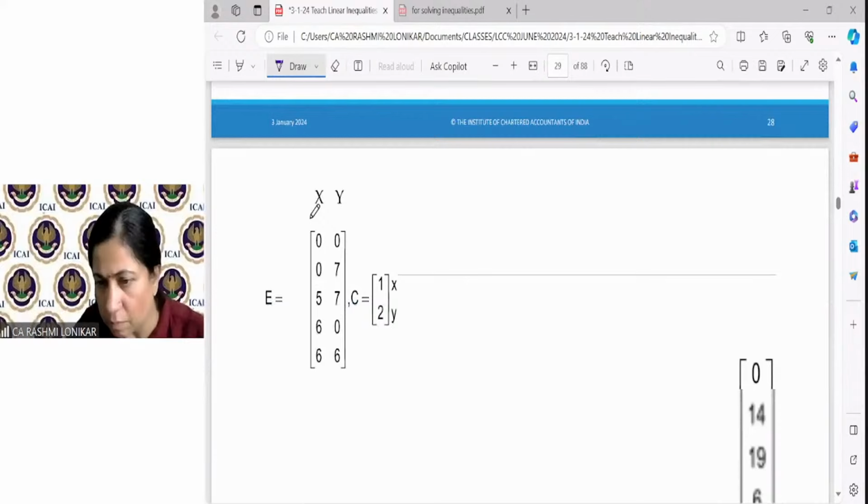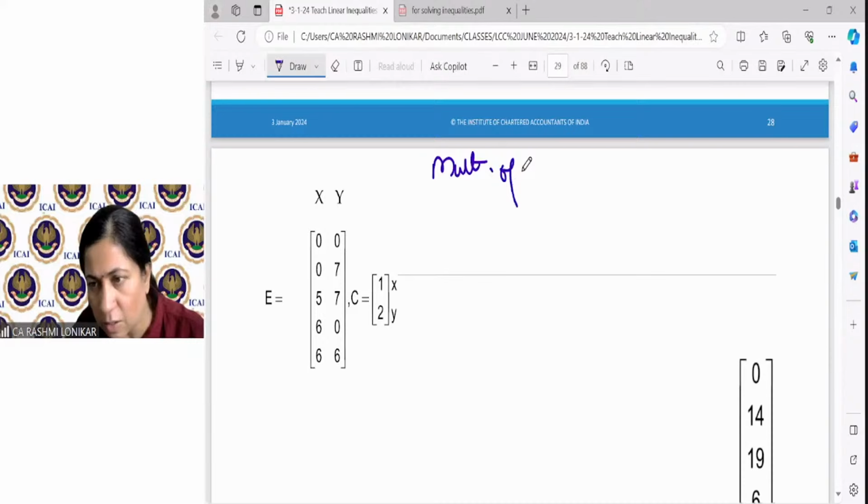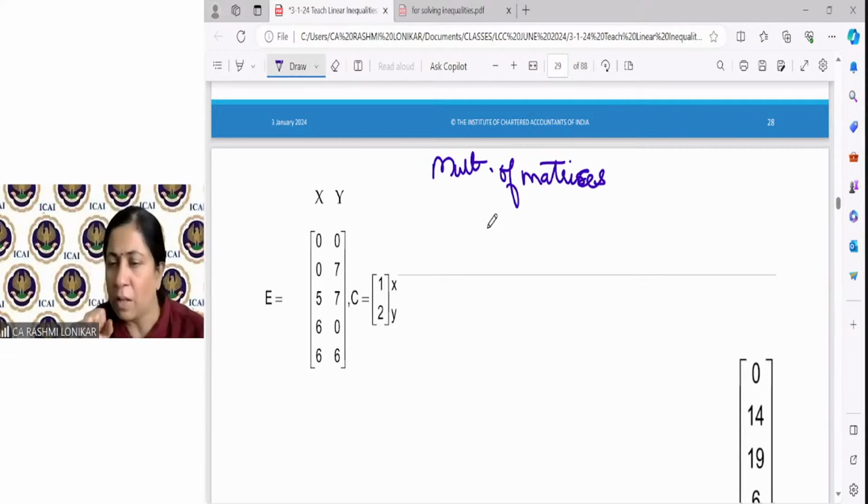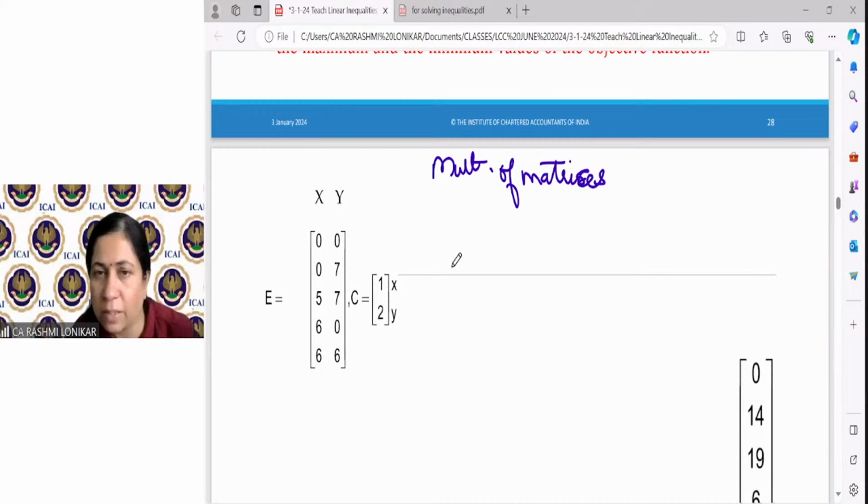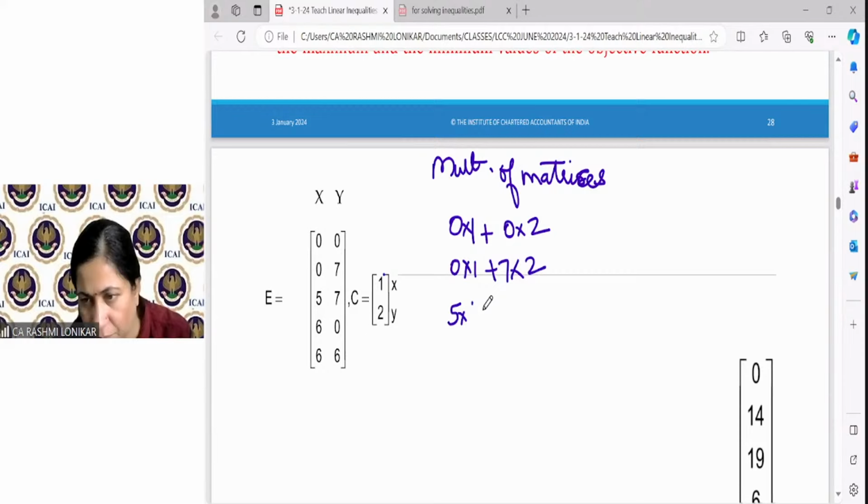If your objective function is given as x plus 2y, let me show you how to solve this. If you remember your multiplication of matrices, I think sir has already done it, but if you don't remember, just look through everything. So 0 into 1 plus 0 into 2; 0 into 1 plus 7 into 2; 5 into 1 plus 7 into 2; 6 into 1 plus 0 into 2; 6 into 1 plus 6 into 2.